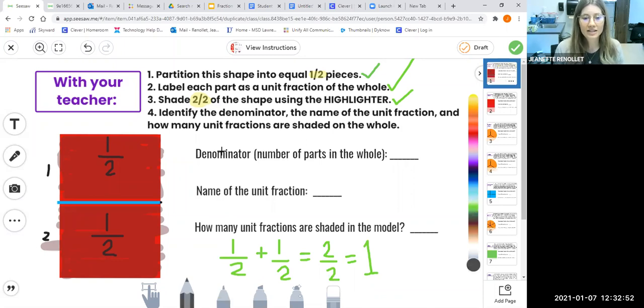Let's look at these questions that are next to the problem. First, denominator. What is our denominator? I see the denominator is 2. I can fill it in to answer the question. Please record that your denominator is 2.